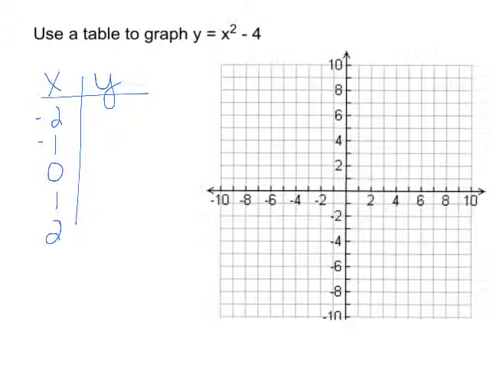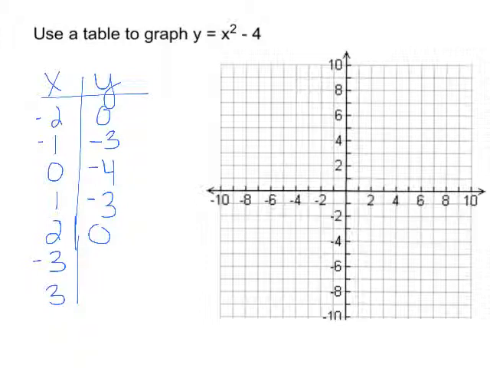So -2 squared is 4, and then -4 gives me 0, and -1 squared is 1, -4 gives me -3, 0 would give me -4, 1 squared -4 would give me -3, 2 squared -4 still gives me 0, and if I did -3 and 3 just so I have some extra points, I'm going to get that 9 minus 4 is 5 for both of those.